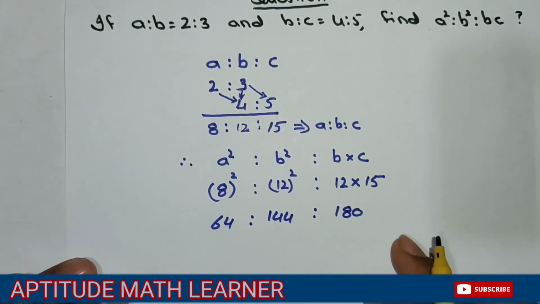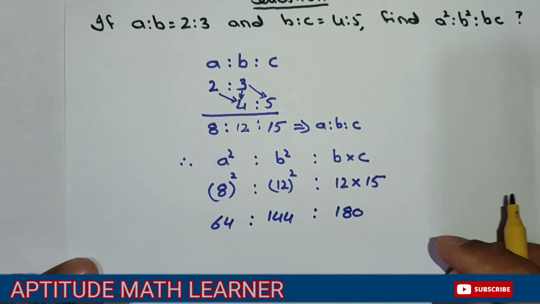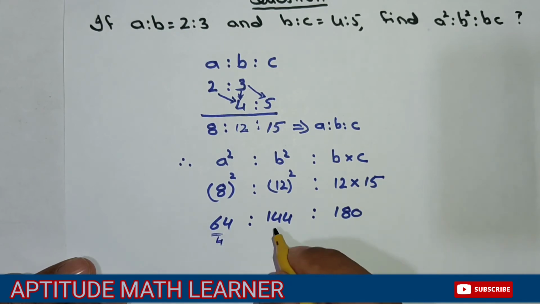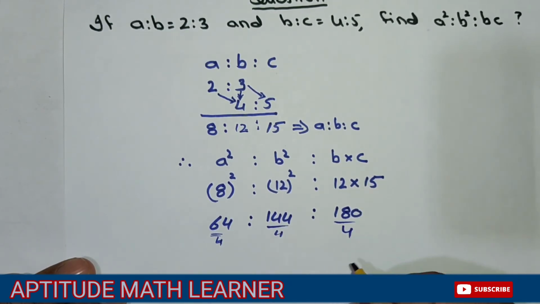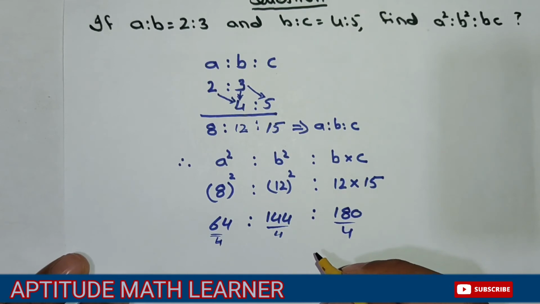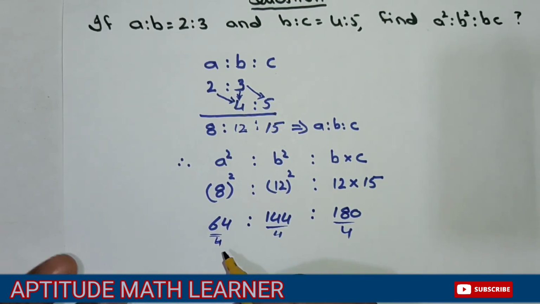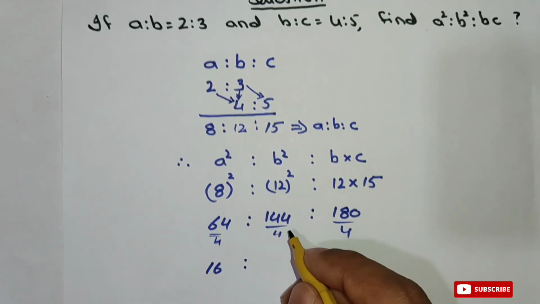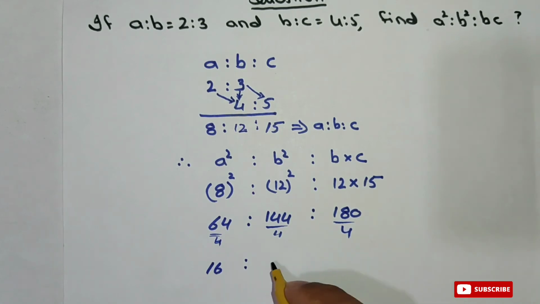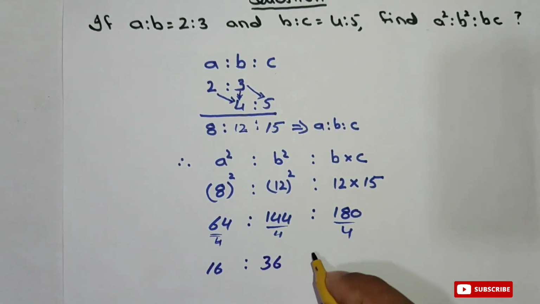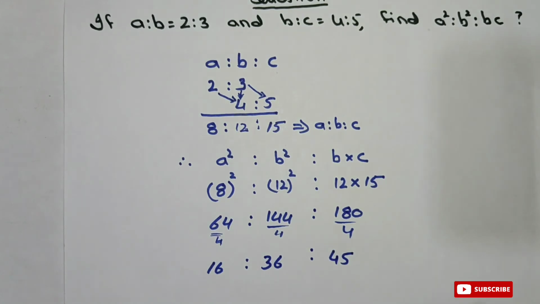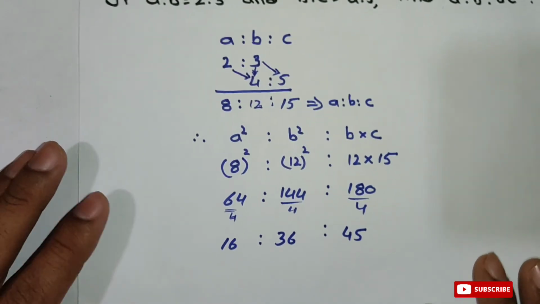So it can also be brought into a simple form. All these ratios can be divided by 4. So after dividing it, 64 divided by 4 we get 16 ratio, and 144 divided by 4 we get 36, and 180 divided by 4 we get 45. So here we have just brought it into the simple form.